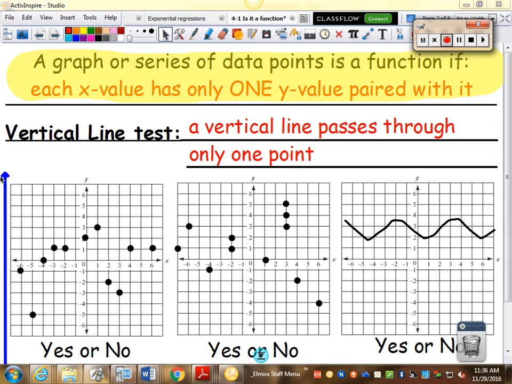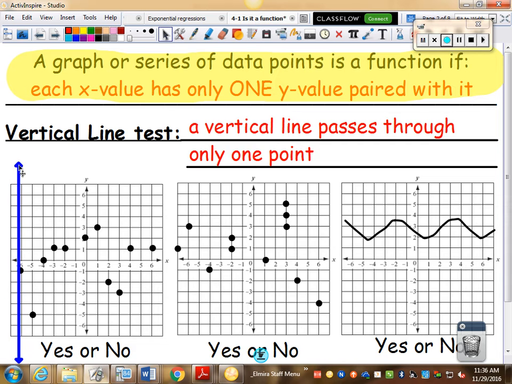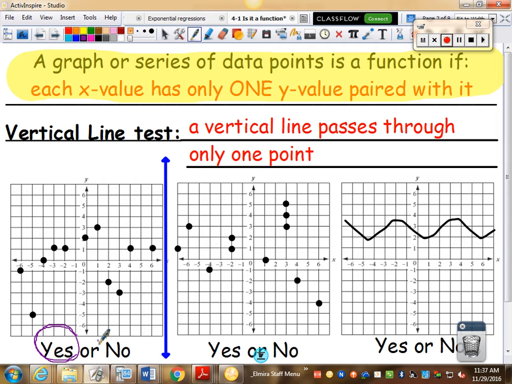So I take this vertical line, and through the magic of Promethean boards, I'm going to slide the vertical line across, and I'm only touching one dot, one dot, one dot, one dot, one dot, one dot, one. As long as I am only touching one dot at a time, then yes, it is a function. In the next group, one dot, one dot, one dot.